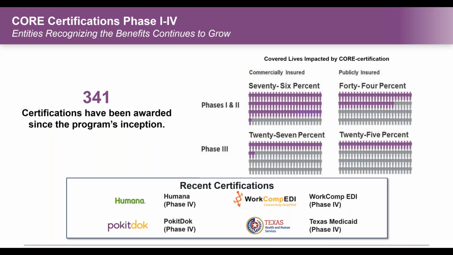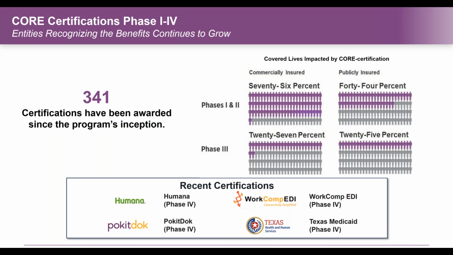And for phase 3, we see adoption is growing, with 27% of the commercially insured and 25% of publicly insured covered by certified plans. And we're actually in the process of updating this market share data to reflect 2018 numbers and also adding phase 4. So over the next month or two, we'll have that update for you.